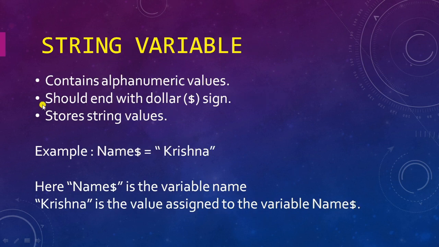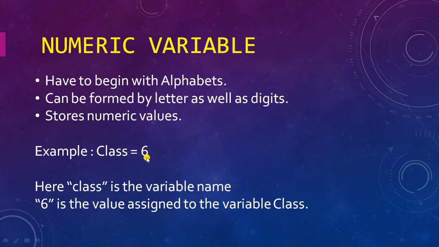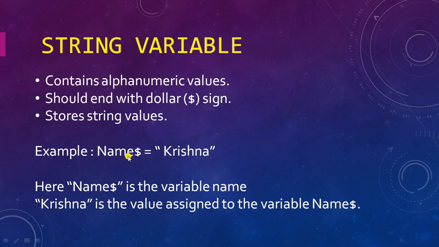Now for string variables, they contain alphanumeric values and should end with a $ sign. So whatever name you provide, it has to end with a $ sign and it stores string values. Now here is this example, name$ equal to Krishna. Here name$ is the variable name and Krishna is the value assigned to the variable name. Before, we have seen the numeric value assigned to the variable class, and here the string value, it's a name. This particular string value has been assigned to this variable name.